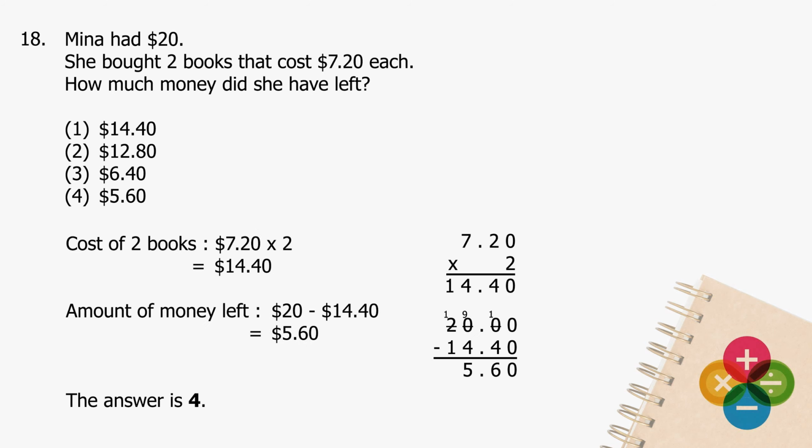The cost of 2 books will be multiply $7.20 by 2, and the product is $14.40. The amount of money left will be subtract $14.40 from $20, and the difference is $5.60. The answer is 4.